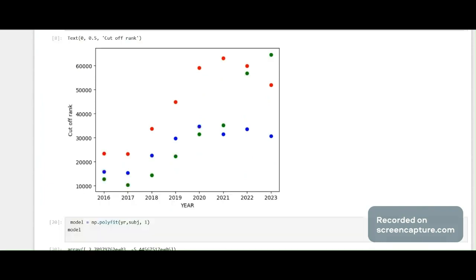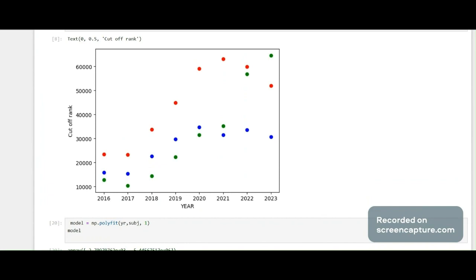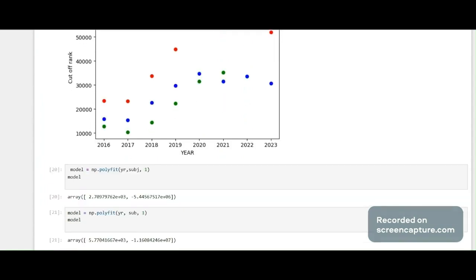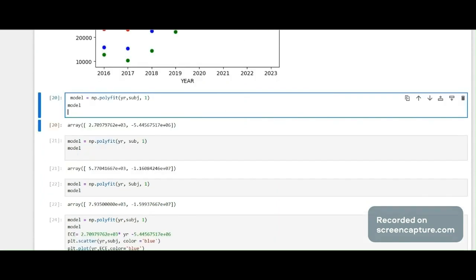After plotting, we need to find the fit for the regression line, that is a straight line, which is suitable for all the data points. The equation for a straight line is y equals mx plus c, where m is the slope of the line and c is the y-intercept.